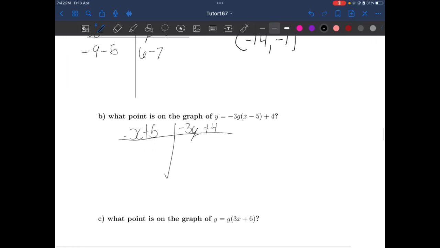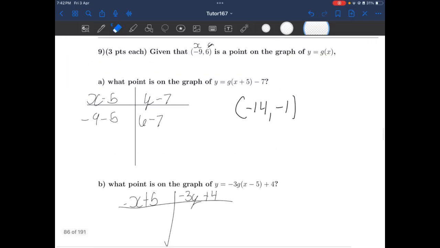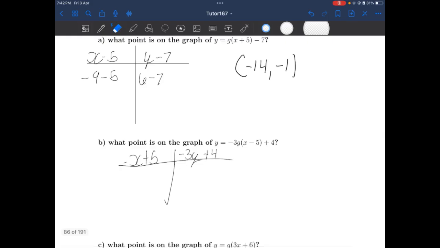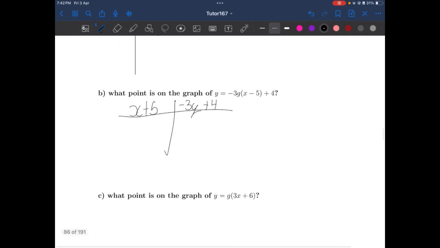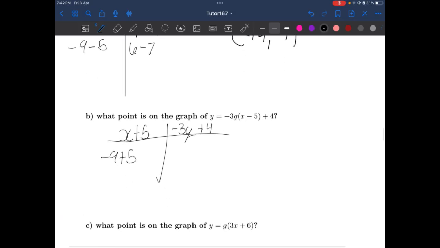So this would be negative 9. This little dot was a mistake. This would be negative 9 plus 5. Y is 6. So that would be negative 3 times 6 plus 14. So the point for this answer would be negative 4. Negative 3 times 6 is negative 18. Negative 18 plus 14 is negative 4.